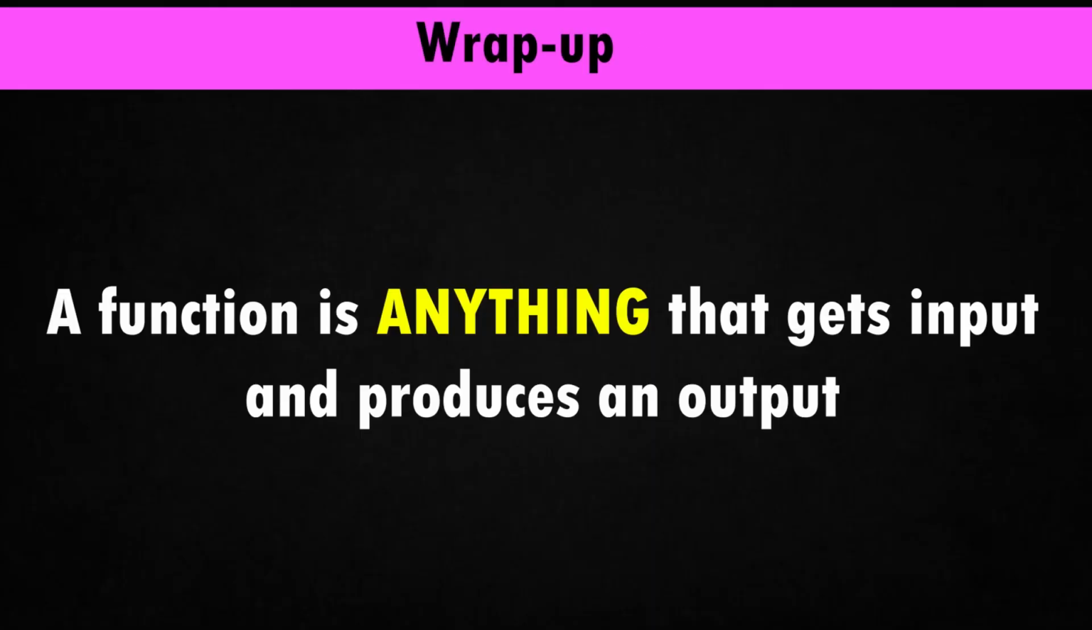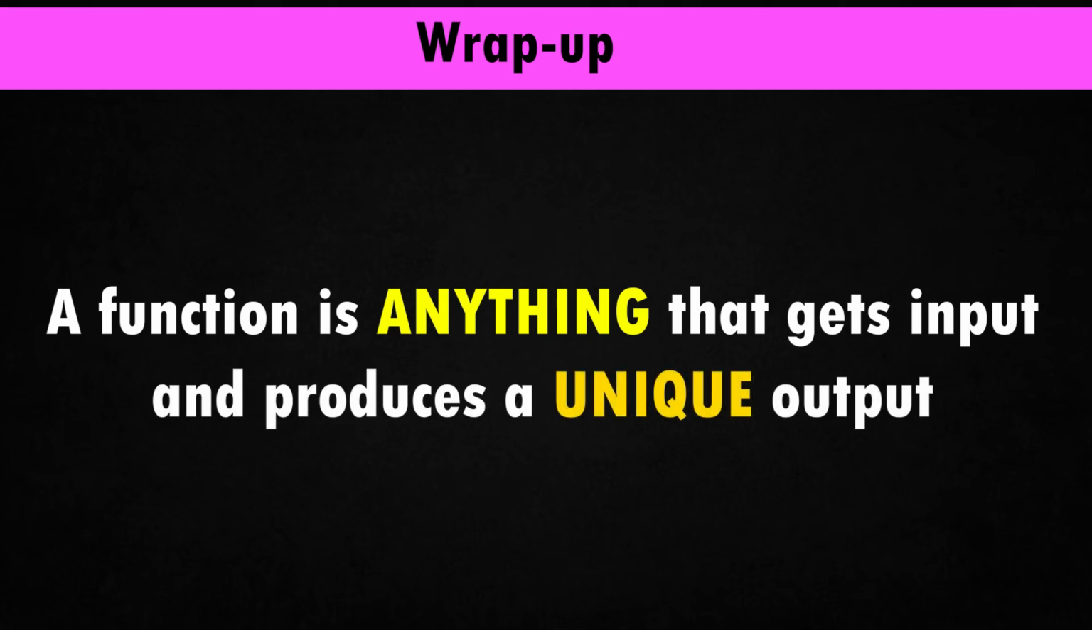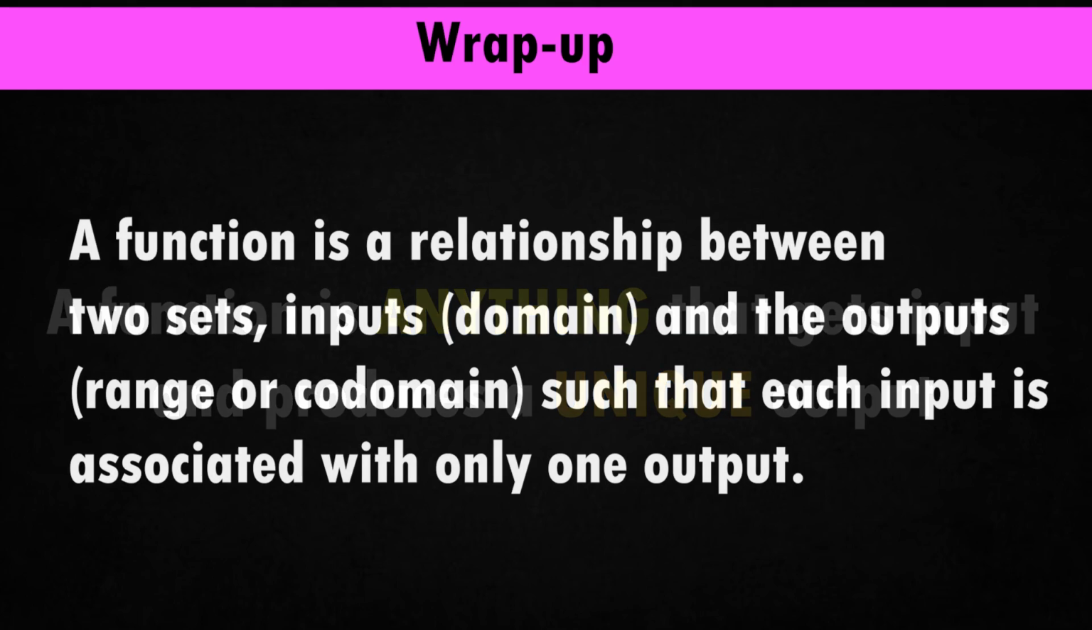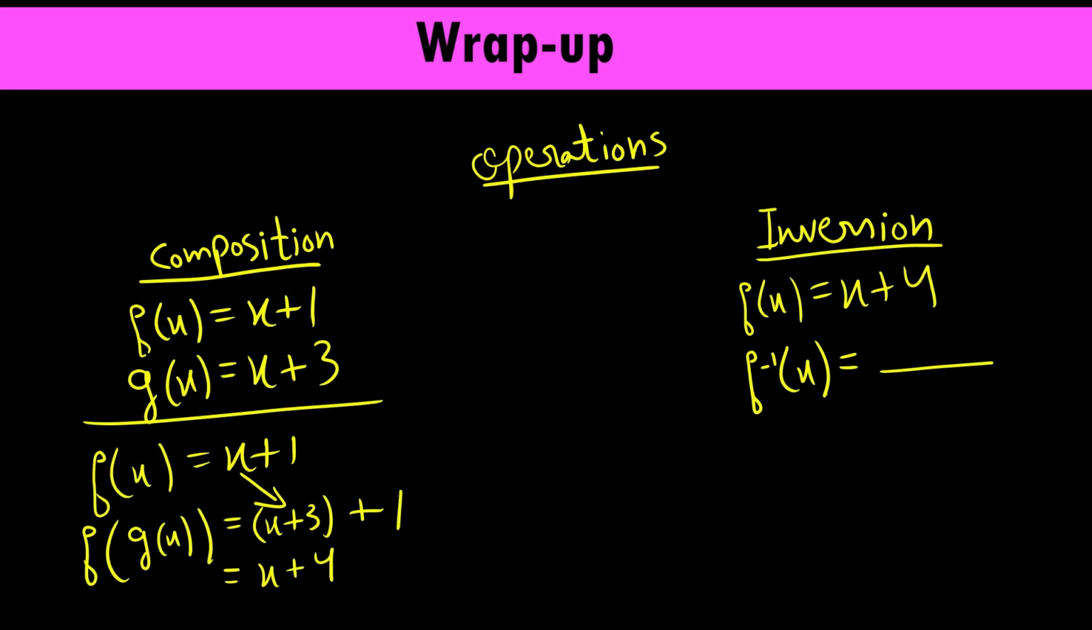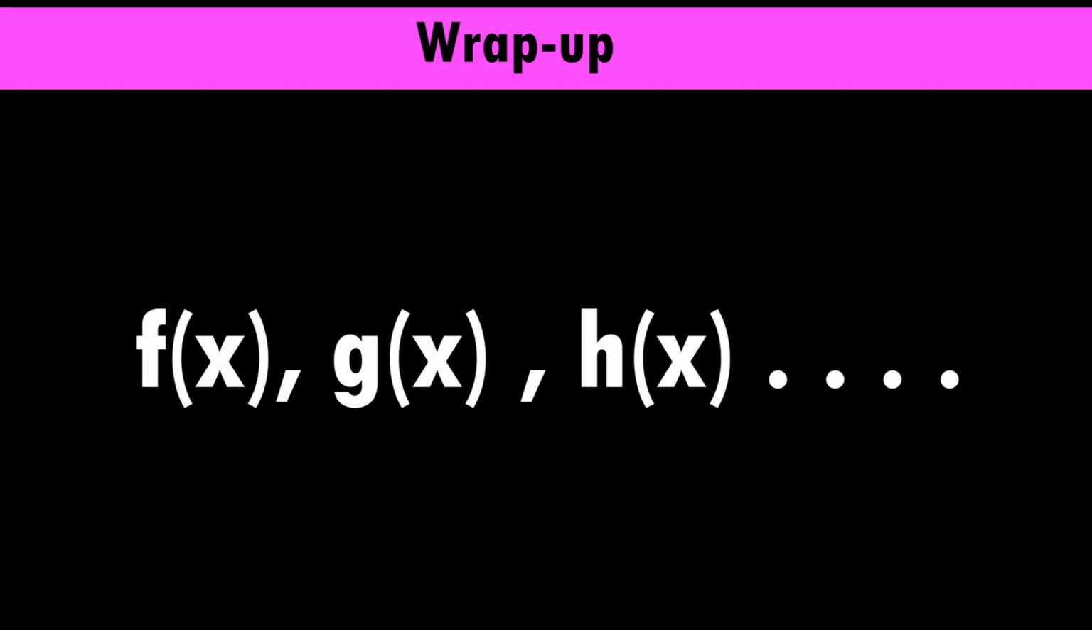So to wrap up, first I talked about the function generally, not in mathematics or computer science. I just talked about what a function is, which is anything that gets input and produces an output. Then I talked about the function in mathematics, which leads us to the definition of a function in mathematics, which is a relationship between two sets, domain and range. Every input produces a unique output. Then we talked about the representation of functions and the operations. And among these topics, I introduced the notation of a function, which can be f of x, g of x, or anything you can write in the place of f or g.